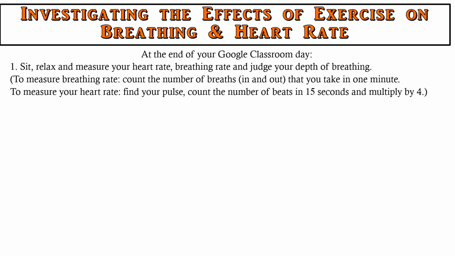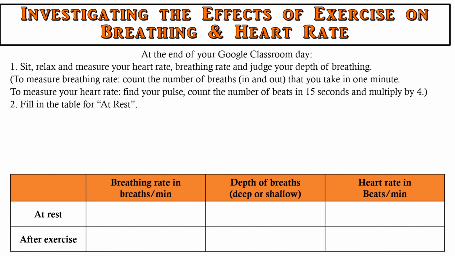To measure your breathing rate, you simply count the number of breaths, one breath being in and out, that you take in 1 minute. To measure your heart rate, find your pulse and count the number of beats in 15 seconds and multiply by 4. It's easier to do it that way. Then you're going to fill in the table for at rest. There's the table. Fill in your breathing rate, your depth of breathing, and your heart rate. These must be in breaths per minute and beats per minute.